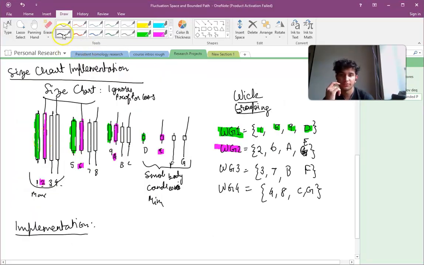Okay, so now with that, I'm going to move on to implementation. Have a look. First we consider our size chart, which ignores our profits and losses, which basically means that we don't care whether it's red or whether it's green. That information is supposed to be lost because we're supposed to combine it later.